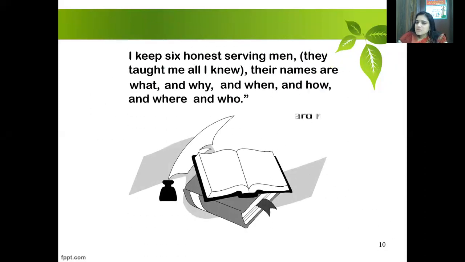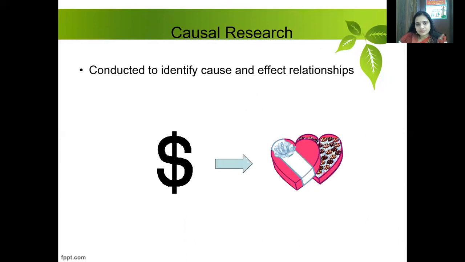Descriptive research is basically about what, why, when, how, where, and who. For example, Rudyard Kipling said, "I keep six honest serving men. They taught me all I knew." Their names are what, why, when, how, where, and who.